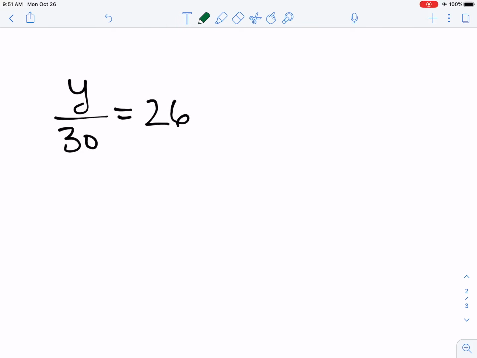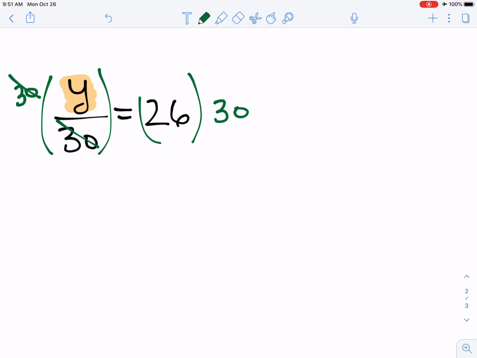Here we have y divided by 30 equals 26. So in this case, again, we're trying to move everything away from our variable. So this has a 30 that it's being divided by. So to undo division, we have to multiply. So we're going to multiply both sides by 30. When we do that, it will cause those 30s to cancel out, and I will have y by itself. 26 times 30 is going to be 780.